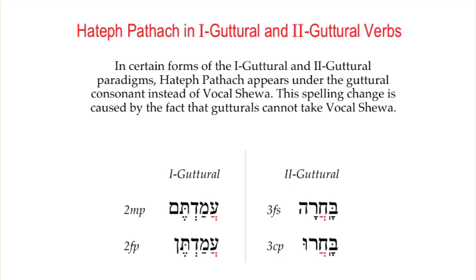So you don't need to memorize an entirely new paradigm. You already know the morphology behind the change. If it's a guttural, you're going to have the hatef patach, not the vocal shewa.